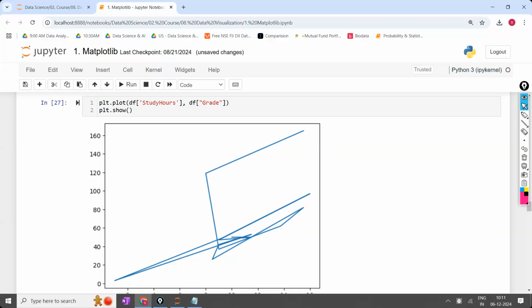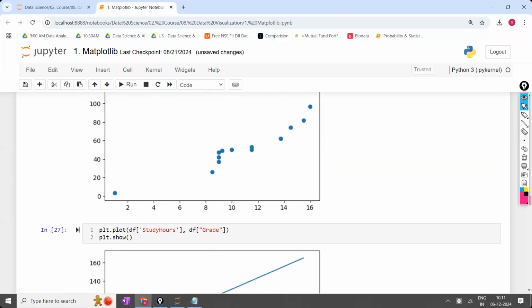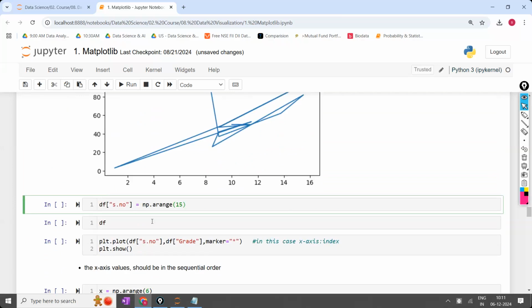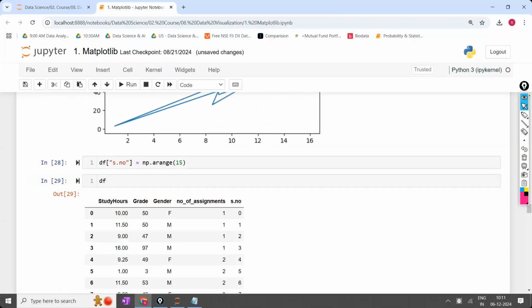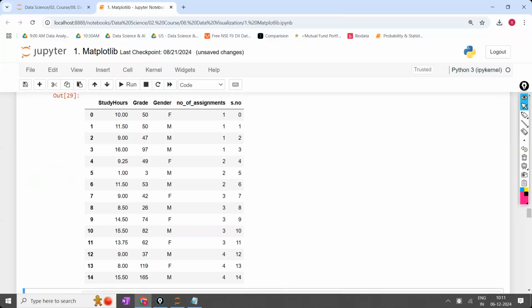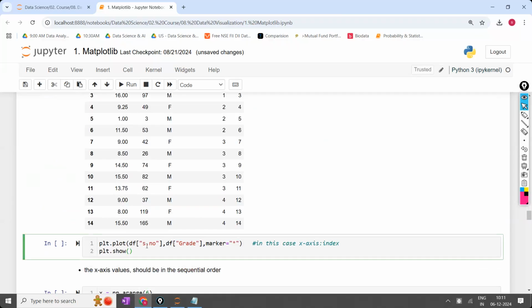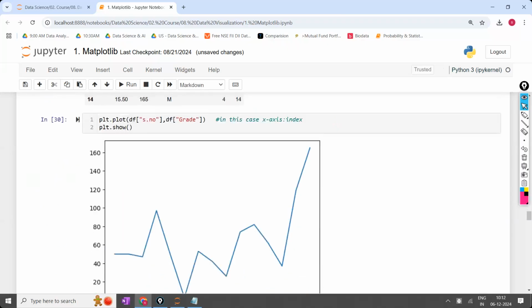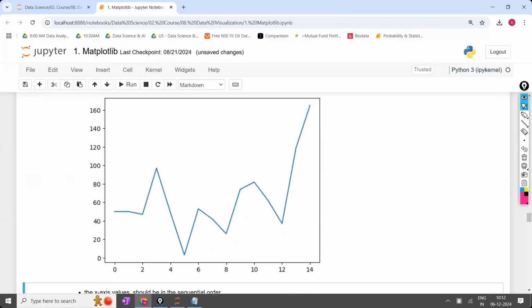So what we have to do is apply line plot only with sequential data, when it is in order, right? For that, I'm going to create a new column using np.arange of 15. np.arange of 15 means 0 to 15. It is going to create a separate new column from 0 to 15. Now, this column has continuously increasing numbers only. Now, let us apply the line plot between serial number versus grade. Now, this line plot has meaning.